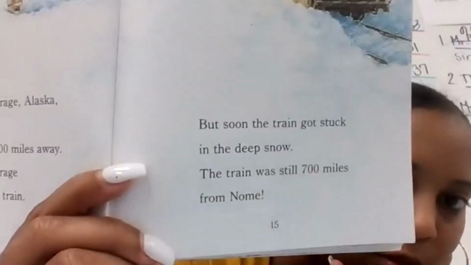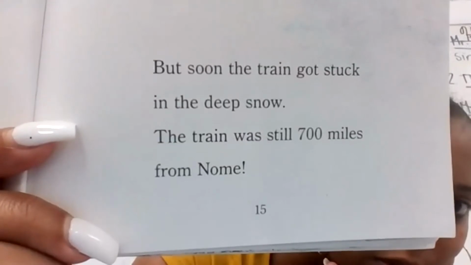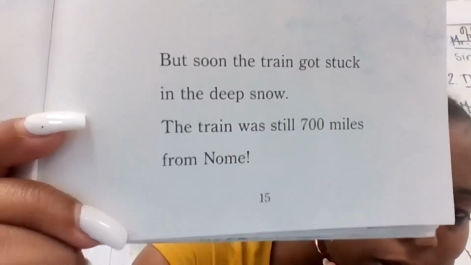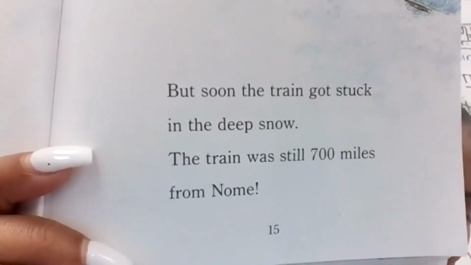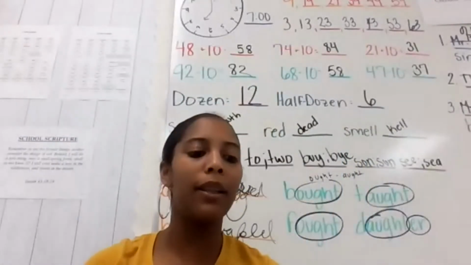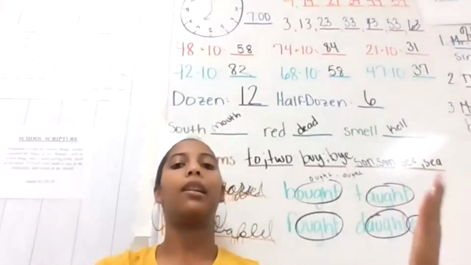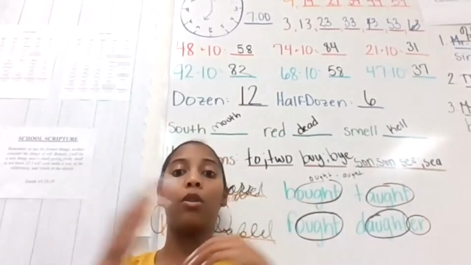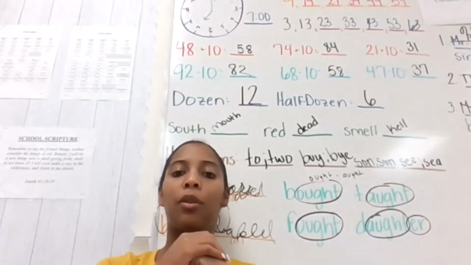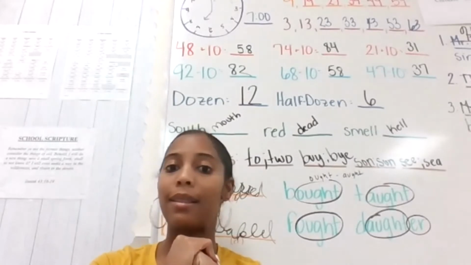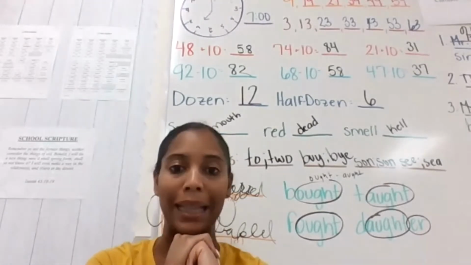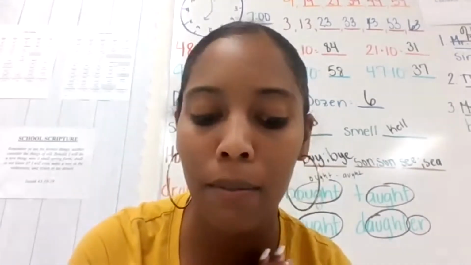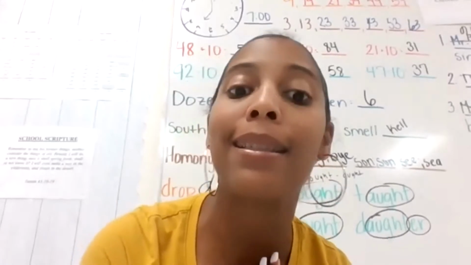But soon the train got stuck in the deep snow. The train was still 700 miles from Nome. Okay, so they put it on the train, but then guess what happens to the train? It got stuck because I told you it was so much snow in Nome. The train ends up getting stuck in the snow. This is not good, right? Because they really, really need to get that medicine quickly. But now the train that's carrying the medicine is stuck and it's still super far away.